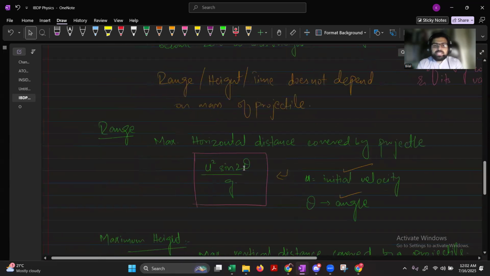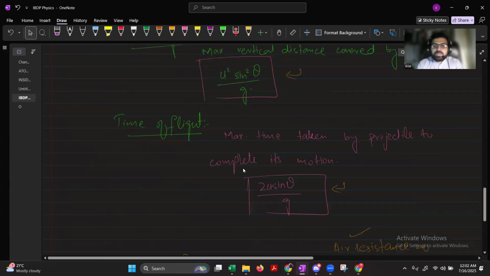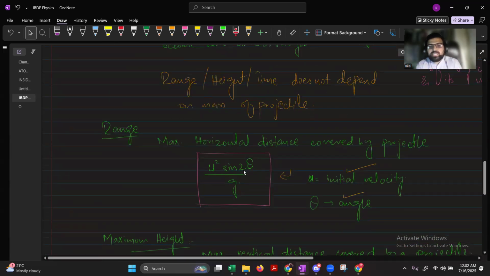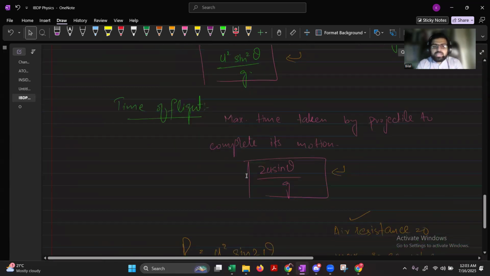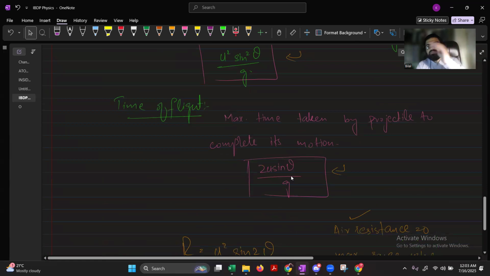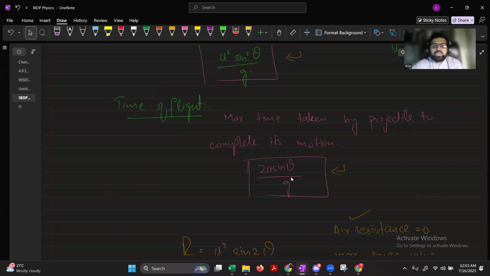Then we discussed the key terms like range, maximum height, and time of flight. Range is a horizontal distance, basically. Maximum height is the maximum vertical distance, and the time of flight is the time taken by the body to cover the whole path.